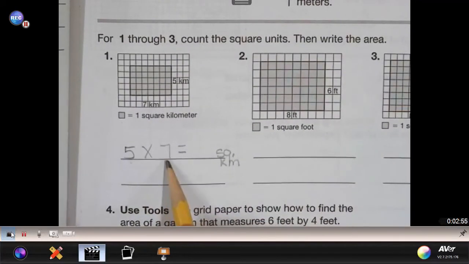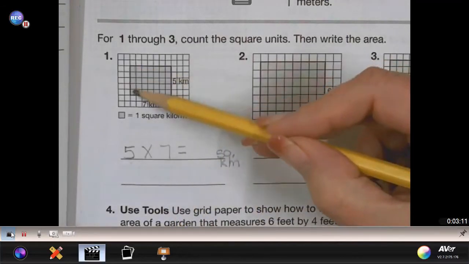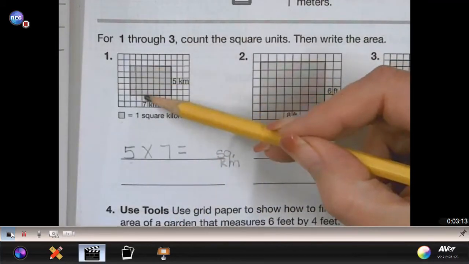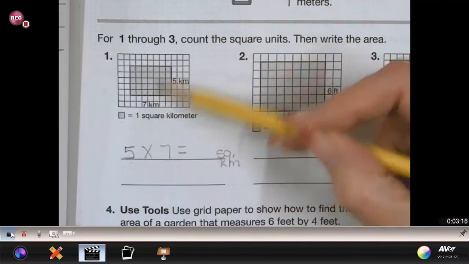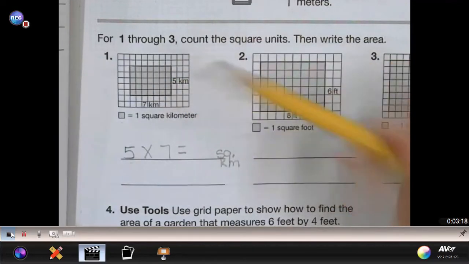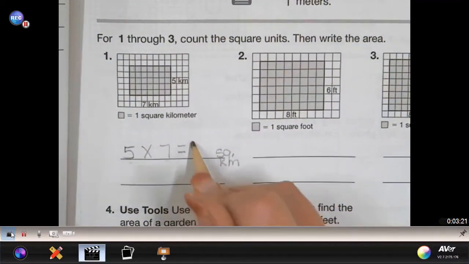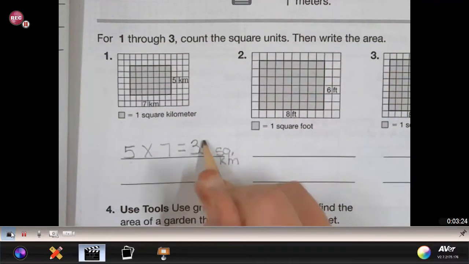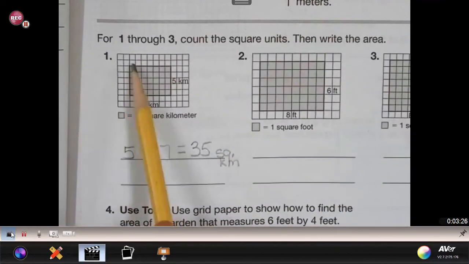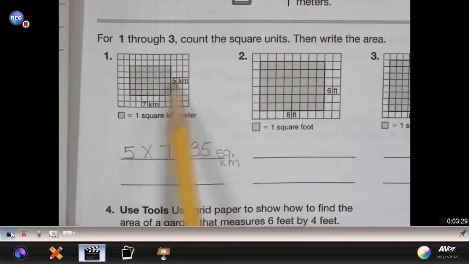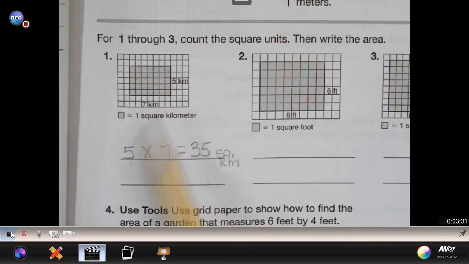Now, if I use my commutative property, I could count by 5s to get my product of 5 times 7. Even though this is 5 groups of 7, that still means I could count by 5s. So I have 5, 10, 15, 20, 25, 30, 35. It's much easier to count by 5s than it would be to count by 7s, but I still could do it. I could say 7, 14, 21, 28, 35.